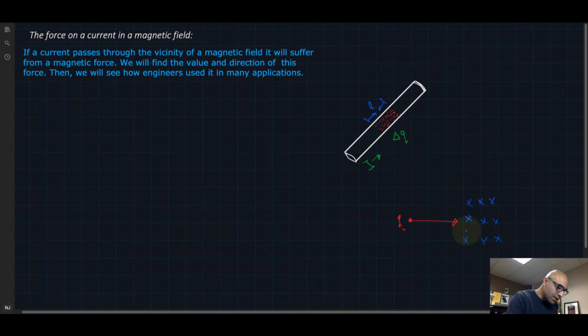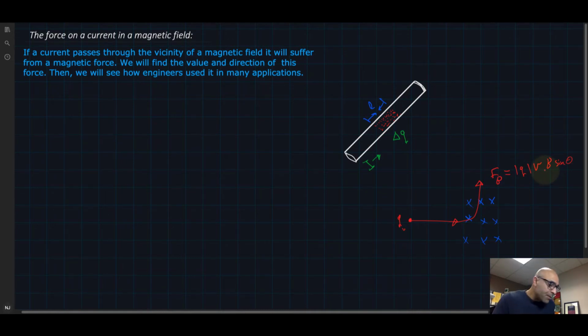So as soon as this charge goes into the vicinity of the magnetic field, it will be deflected up with a magnetic force equal to FB. And we also found out that FB is equal to QV, the velocity, times the magnetic field, times sine of the angle between the velocity direction and the magnetic field direction.